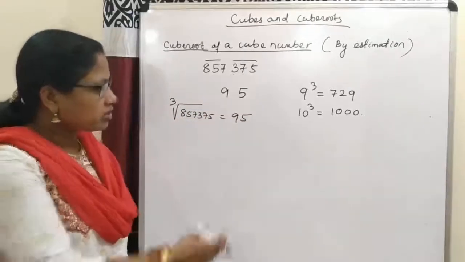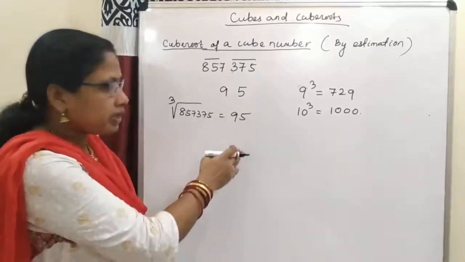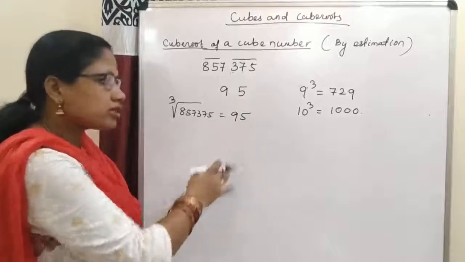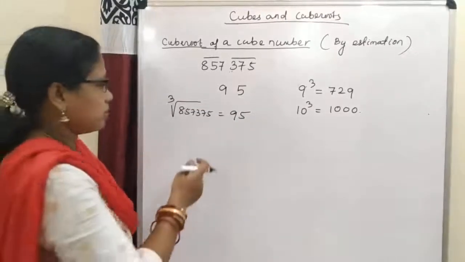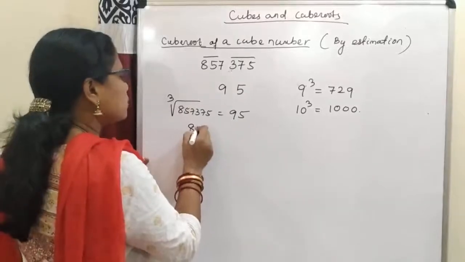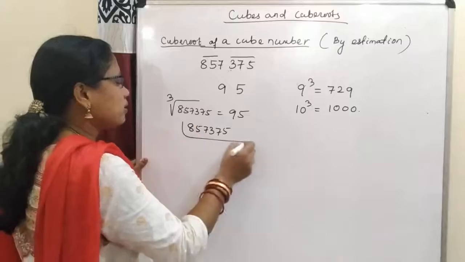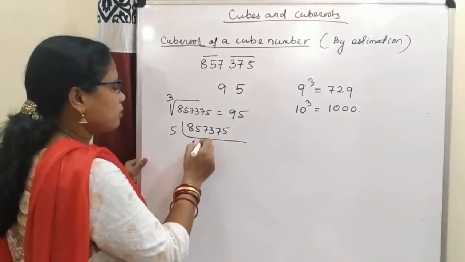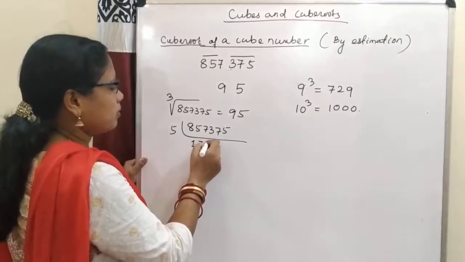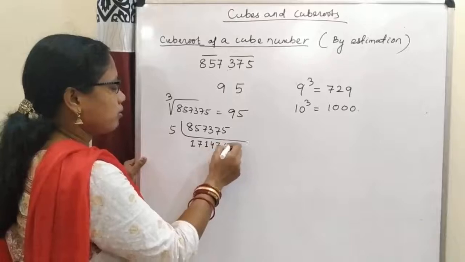Let us check whether the cube root we have estimated here, 95, is the correct answer or not by the prime factorization method. So this is 857375. We have to factorize it. It is divisible by 5. 5 1s are 5, 5 7s are 35. Then 1, 5 4s are 20, 5 7s are 35.